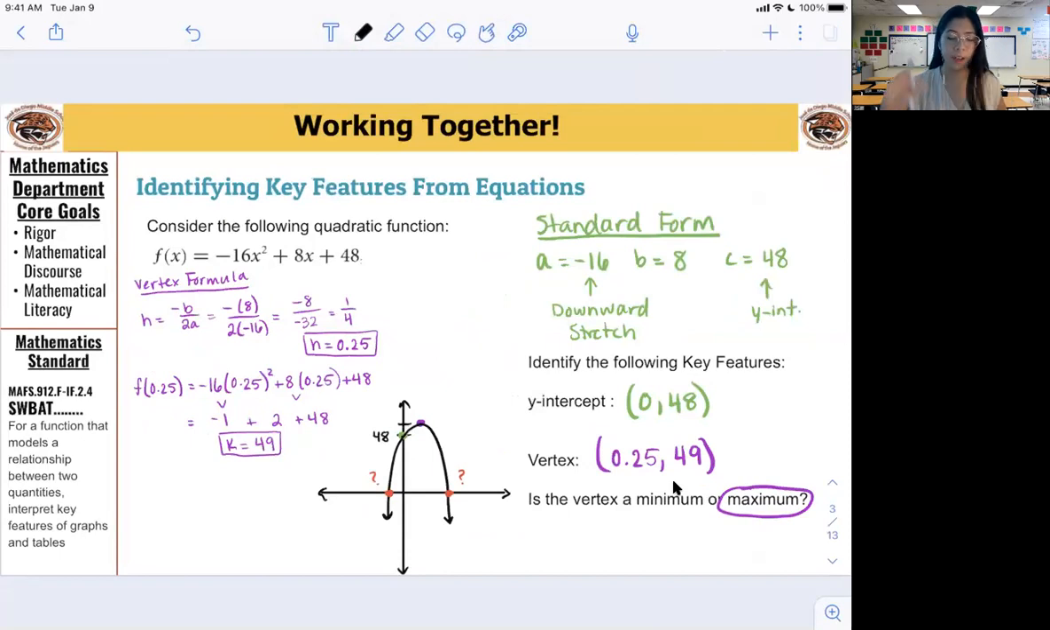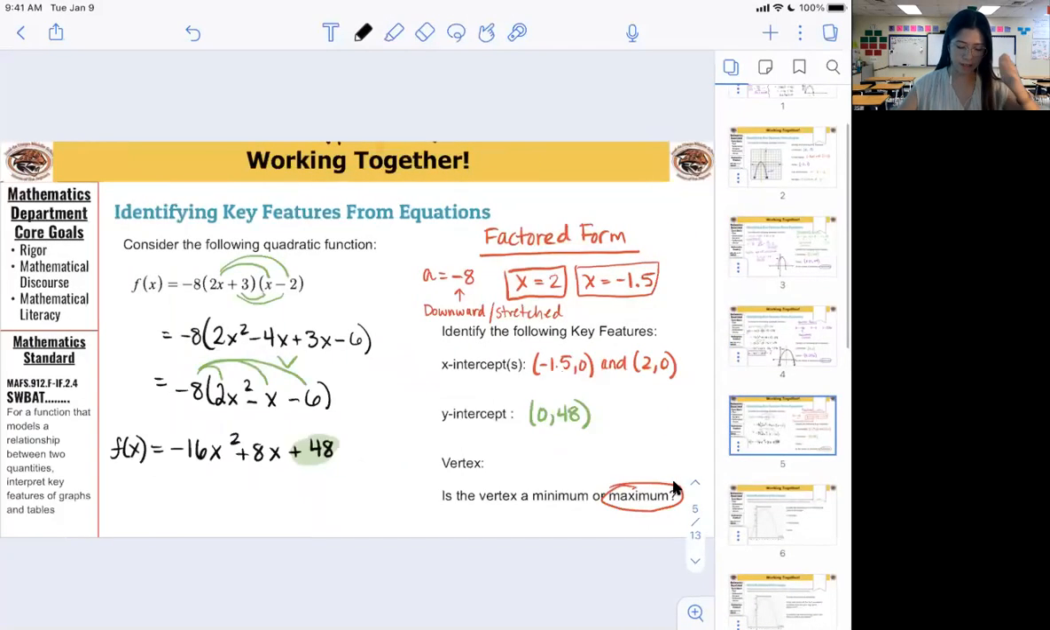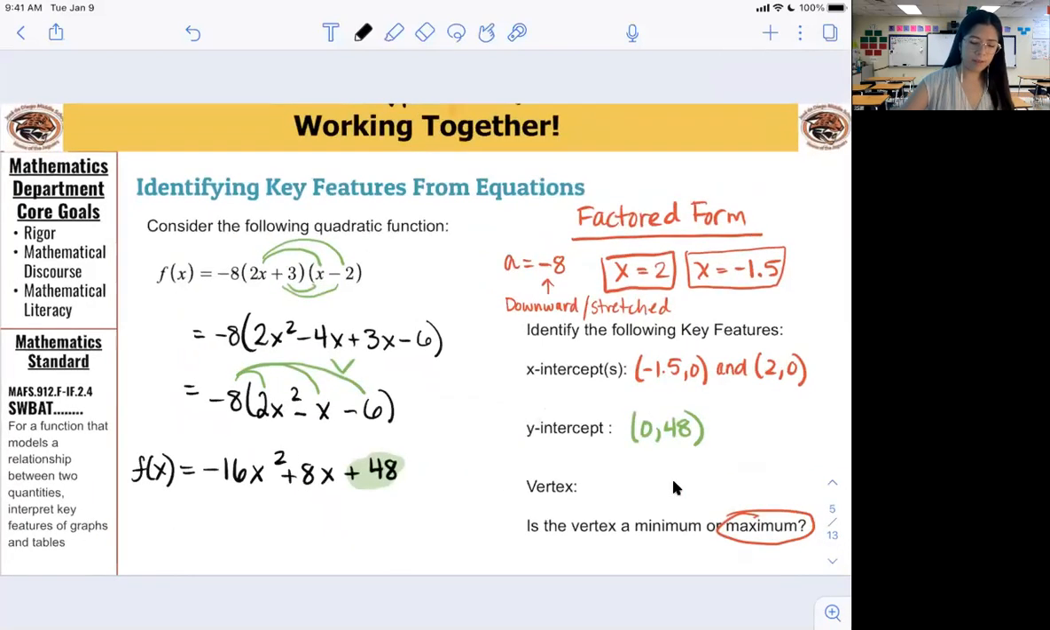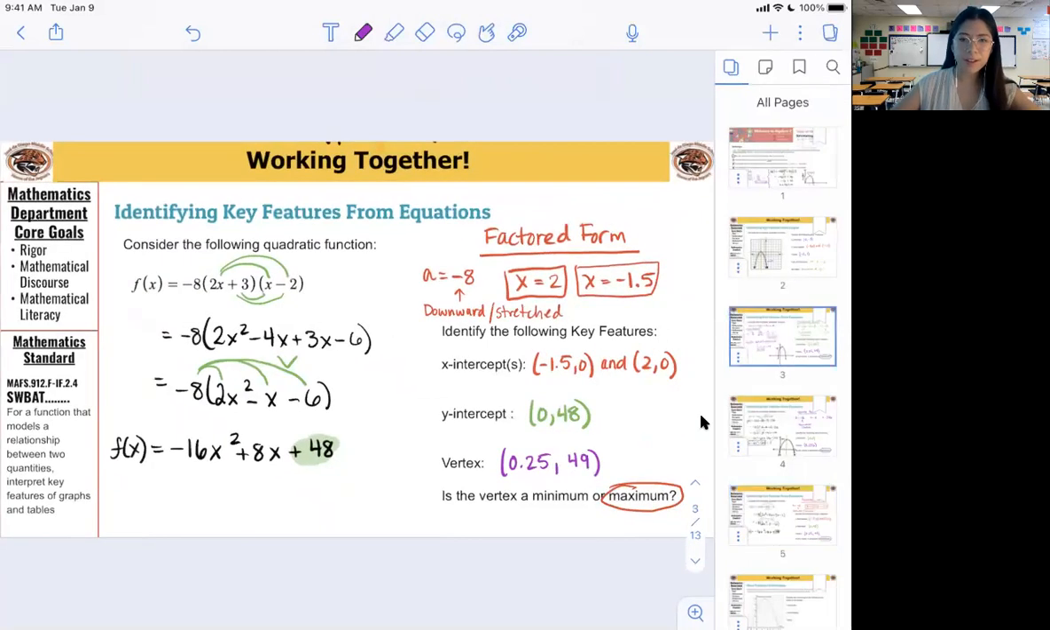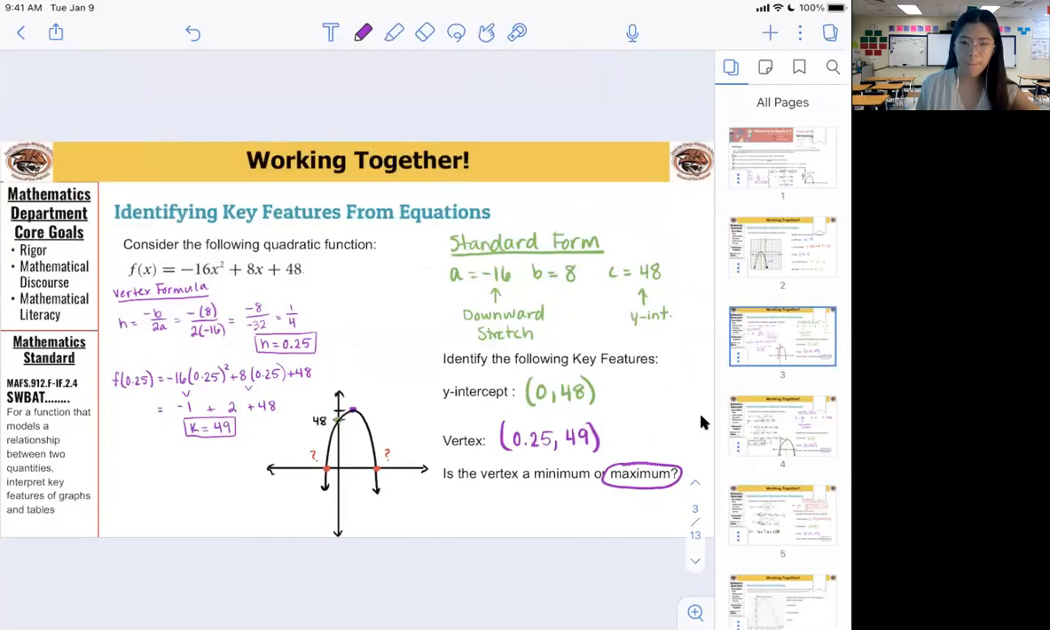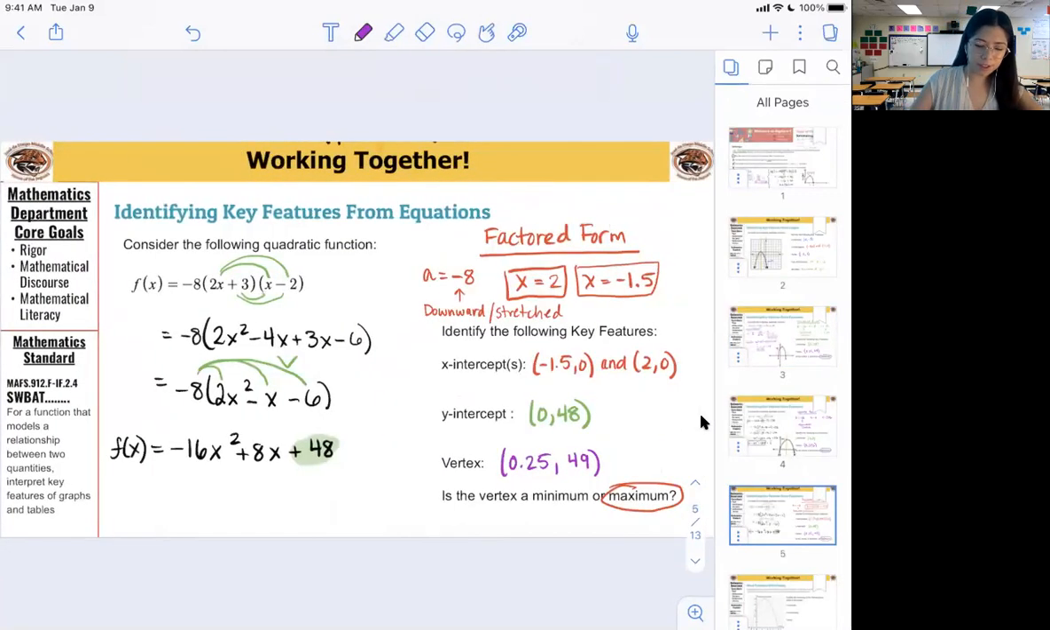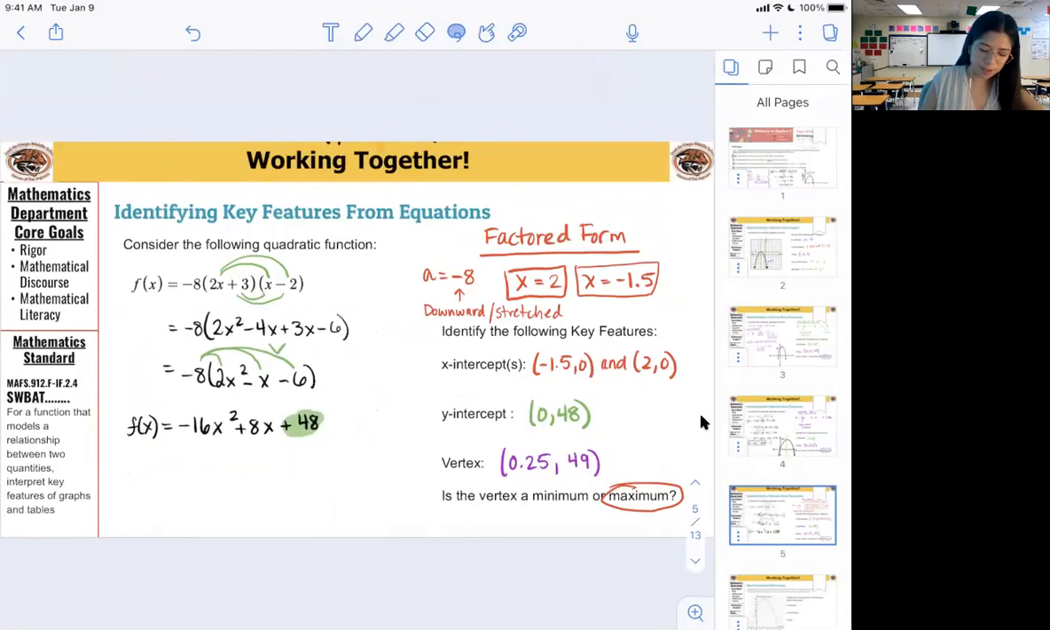Okay, we're gonna do it on a different problem, so I'm not gonna do it now. But since we already did this, I know that this is 0.25, comma, 49. But hey, what do I know now that I didn't know when we did it during this problem? The x's. Yeah, I know the x-intercepts now. So I can get a much clearer picture of what this graph is going to look like. So let me go ahead and do that, and then we'll move on.